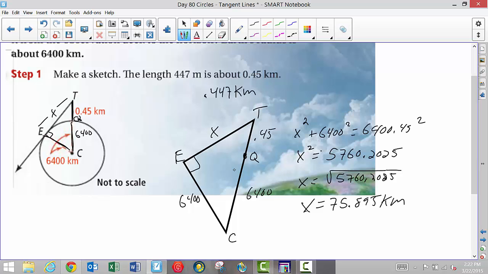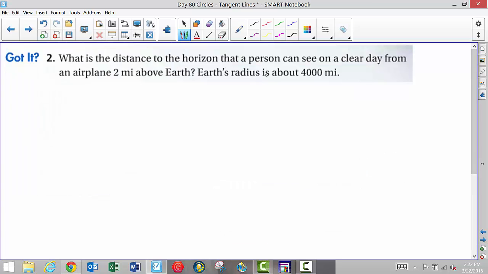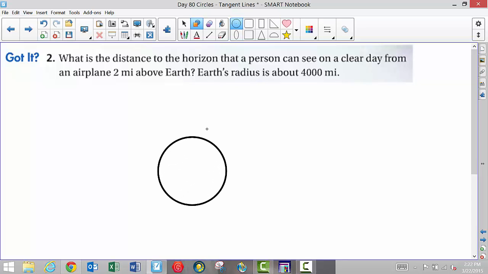Again, remember T to C is not 6,400. T to Q is 0.45. Q to C is 6,400. So let's try another example. So I have someone on Earth. Okay, what's the distance to the horizon that a person can see on a clear day from an airplane 2 miles above the Earth? The Earth's radius is about 4,000 miles.